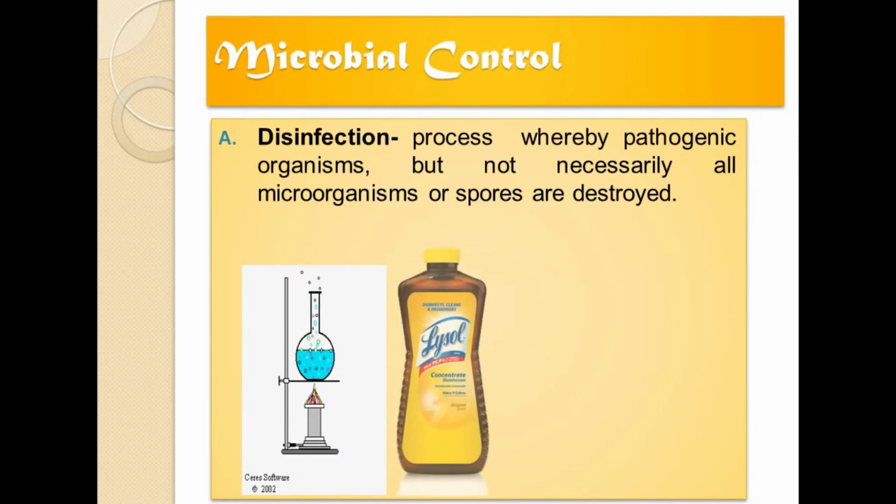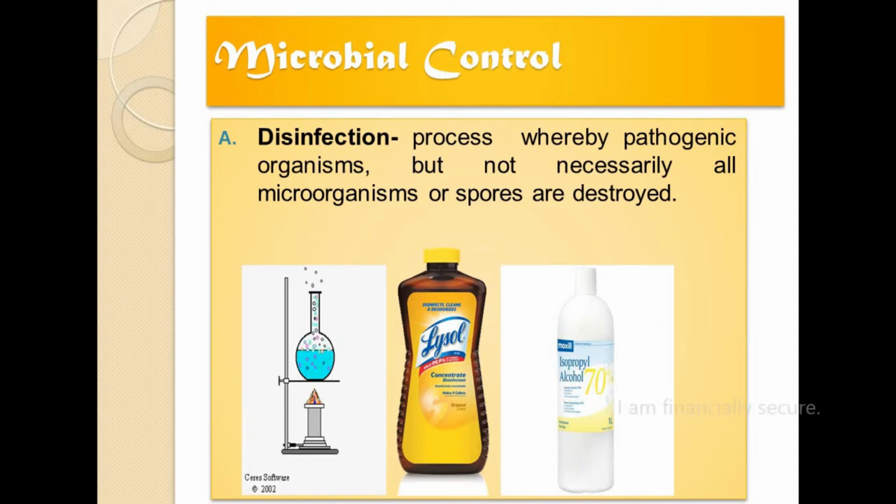Next, let's talk about disinfection. A while ago, we talked about sterilization. Sterilization kills 100% of microorganisms, including the spores. Let's talk about disinfection. Disinfection is a process whereby pathogenic organisms, but not necessarily all microorganisms or spores, are destroyed. As you can observe here, we have examples of disinfection agents. We have Lysol, the most commonly used disinfection agent, or isopropyl alcohol.